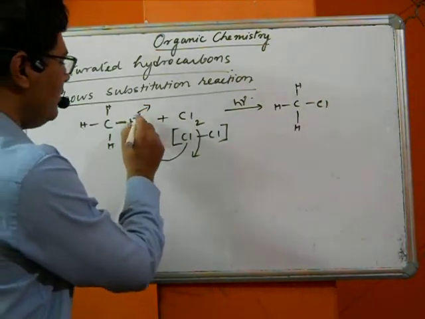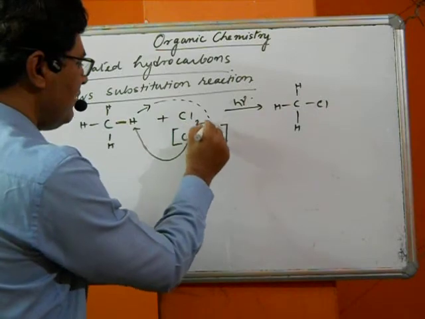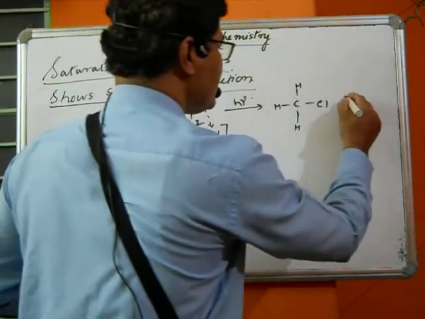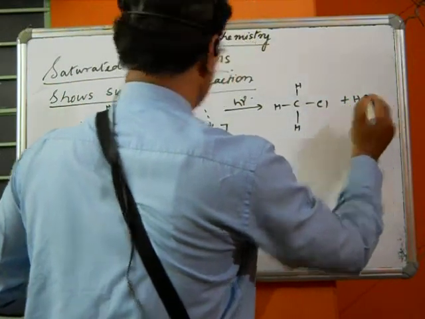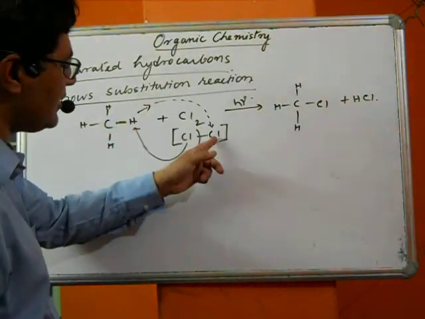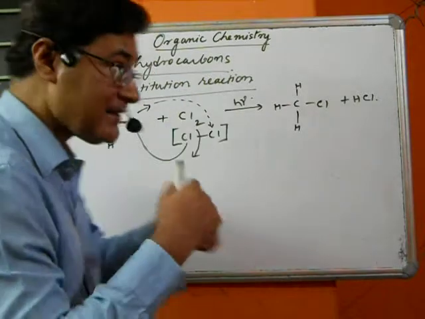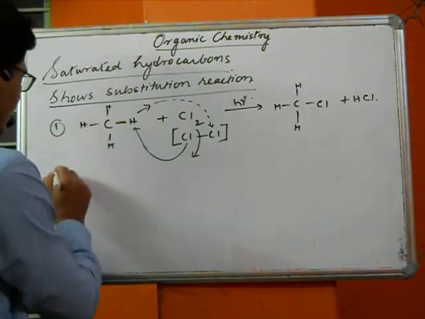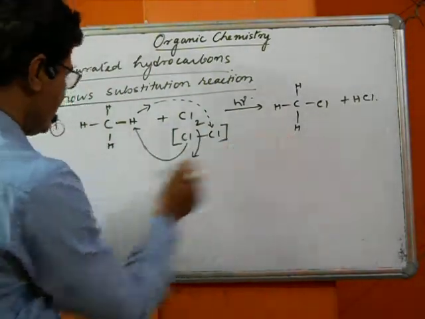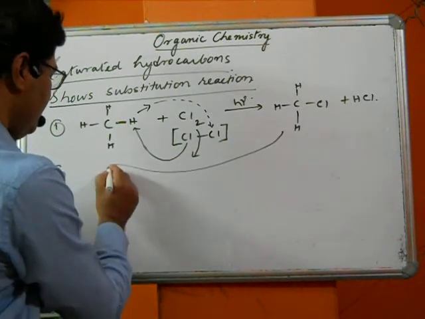This hydrogen goes and combines with this and forms HCl. Got it? This hydrogen goes and combines with this to form HCl. This is the first step. Second step, what happens? Second step, this one comes over here.